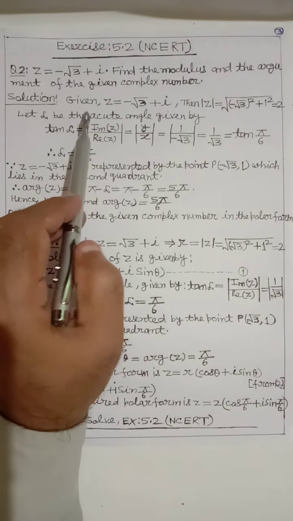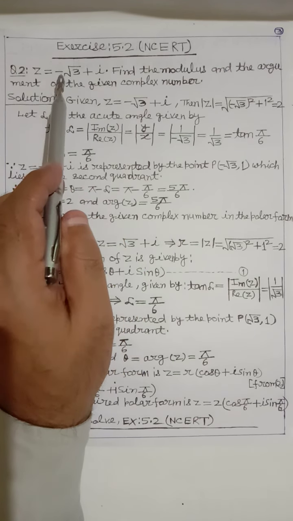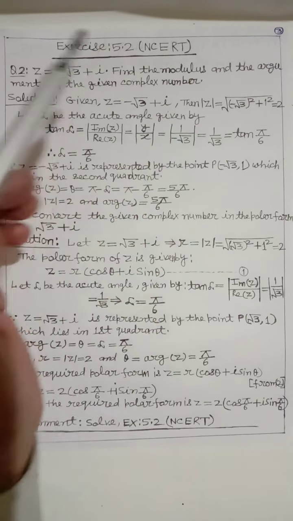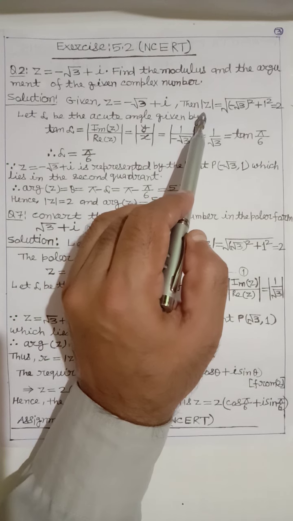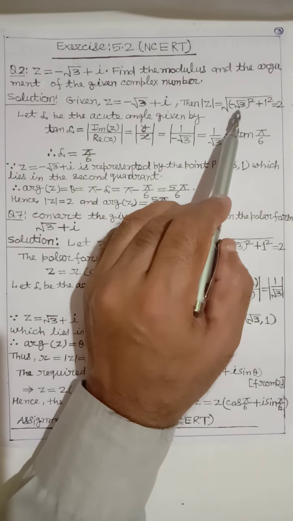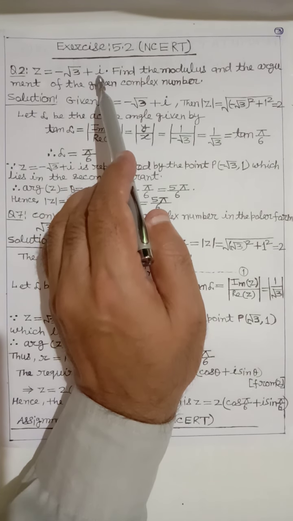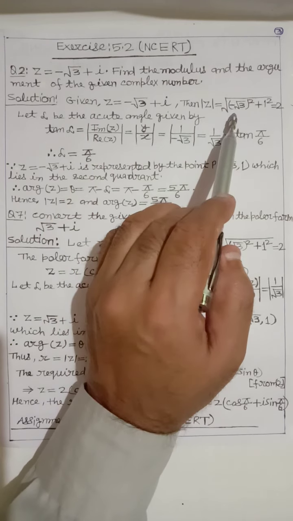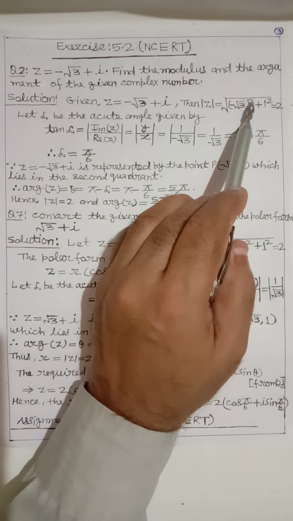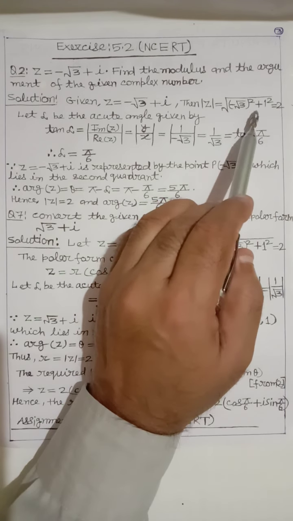To find the solution, given that z is equal to minus root 3 plus i, the modulus of z is equal to the square root of x square plus y square. Here x is minus root 3 and y is 1. So the square root of (minus root 3) square plus 1 square, and you will get 4, and this is equal to root 4, which is equal to 2.